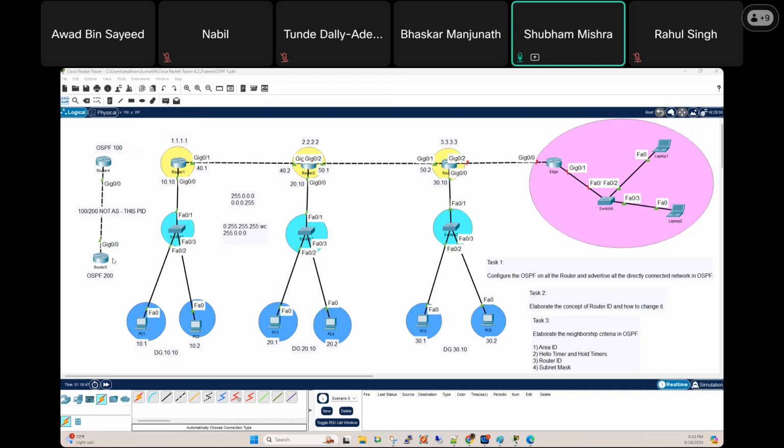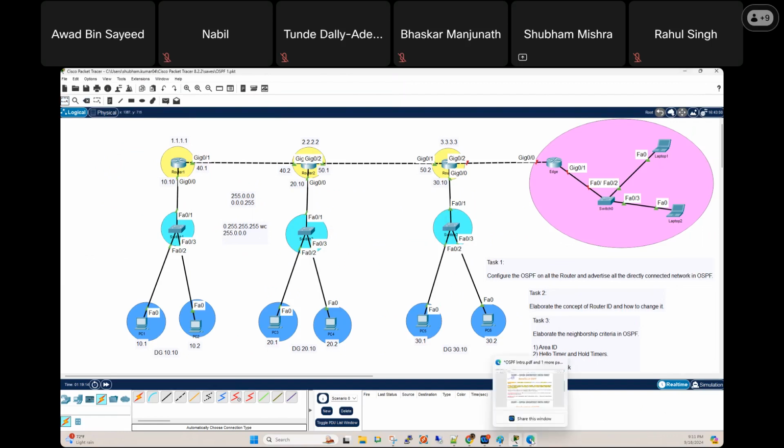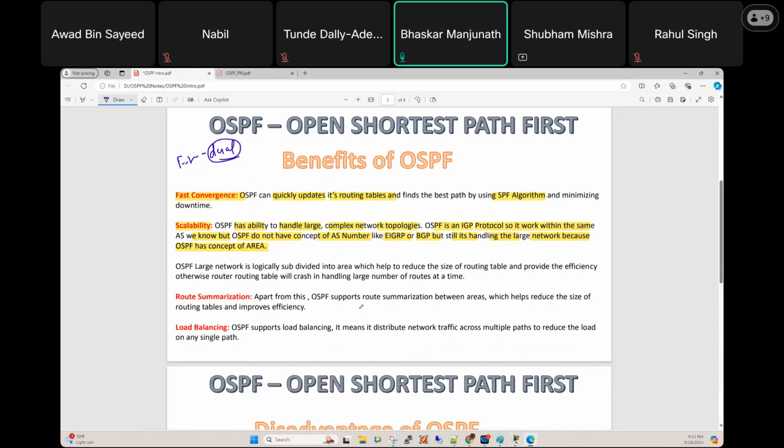And one more thing, please remember, no matter what process ID you are configuring, it doesn't impact the neighborship. It doesn't impact the neighborship. Done, everyone? Yes or no? Clear? So I hope now you have a better understanding of the AS part. Done? Everyone? Okay. The process ID is 1 to 65535. Which one do we have to choose, sir? That one we don't know.